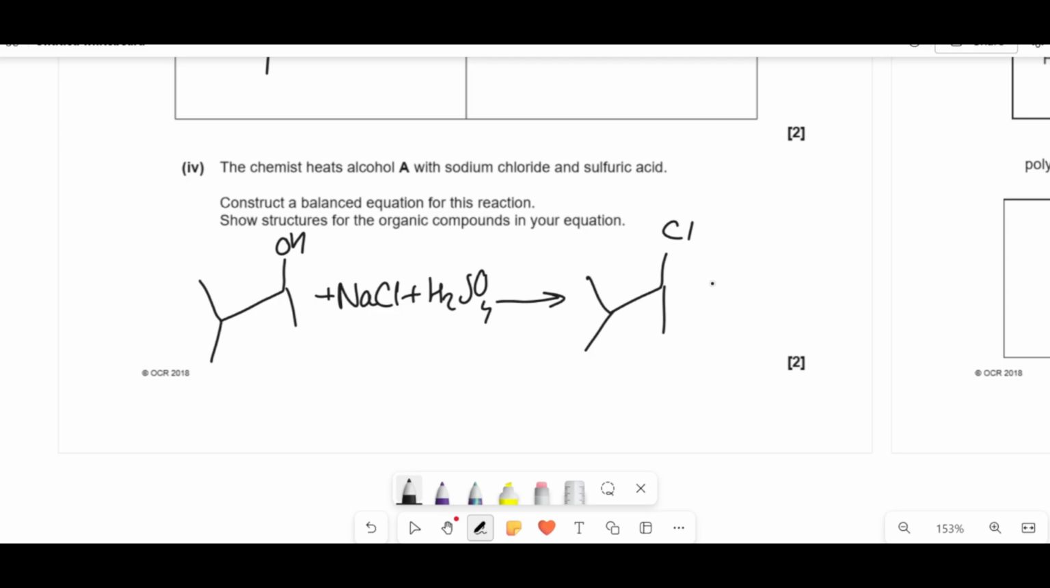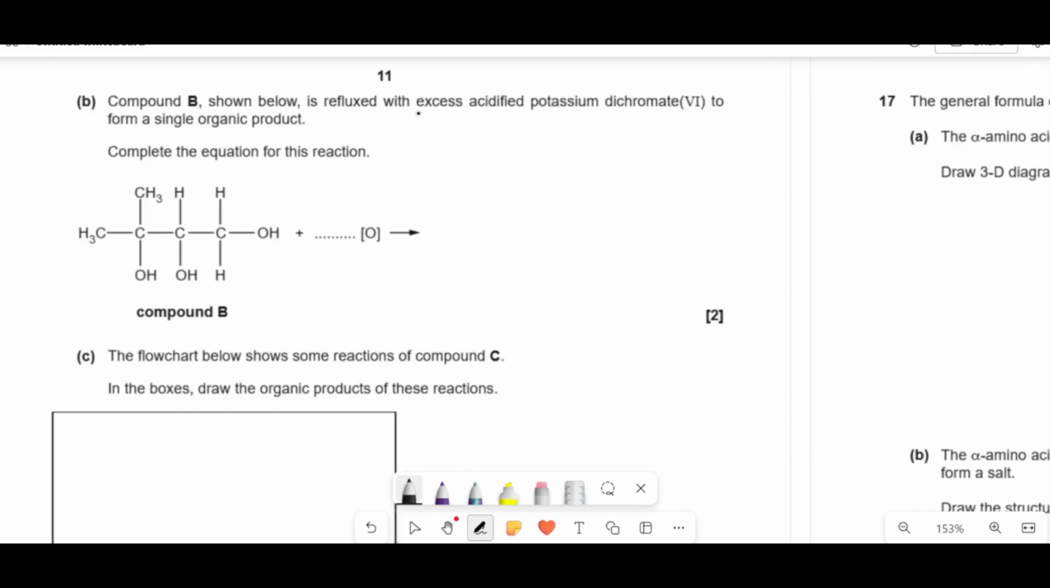But we need to figure out what else has happened. This OH has now been booted off into something else. You can't just have OH minus on its own. It must have been booted out as an H2O. The H must have come from this, which means we're left with HSO4 minus, but we also had NaCl here. So it's going to be NaHSO4. Let me write that a bit neater. NaHSO4. There you go.